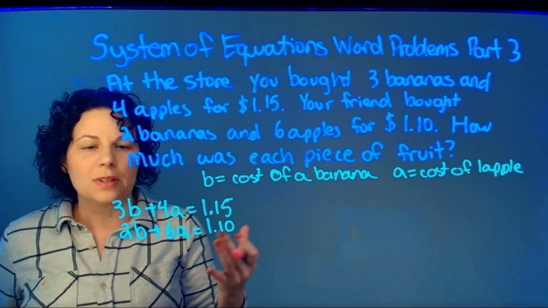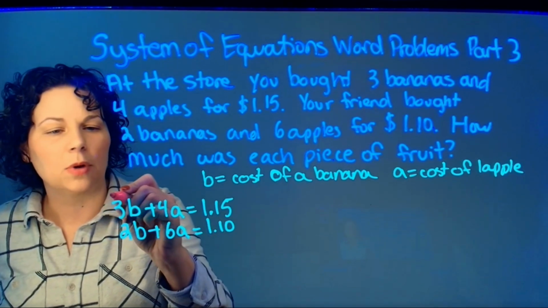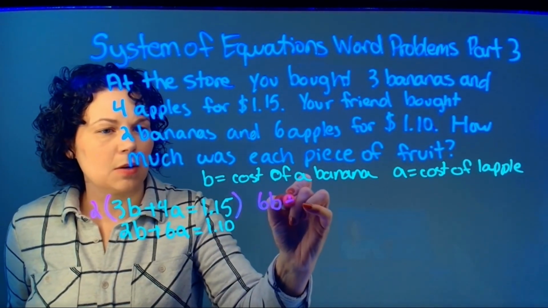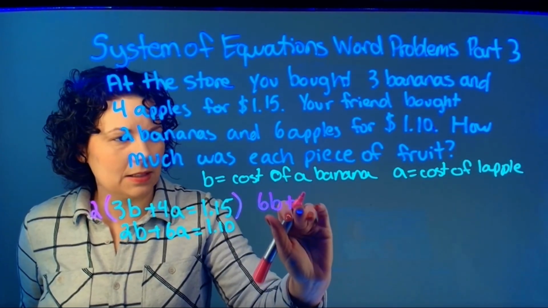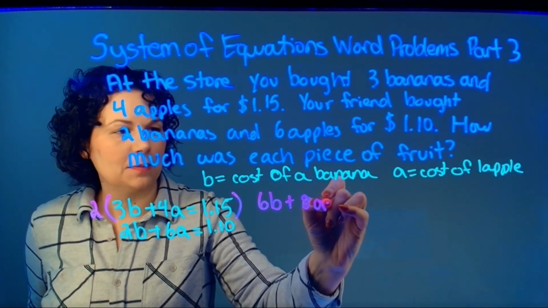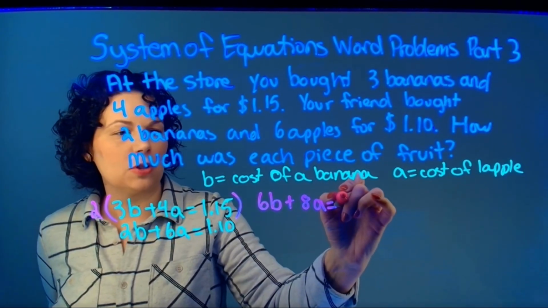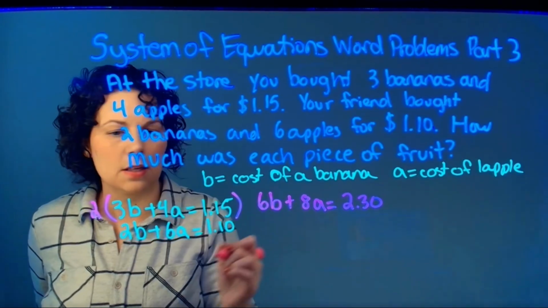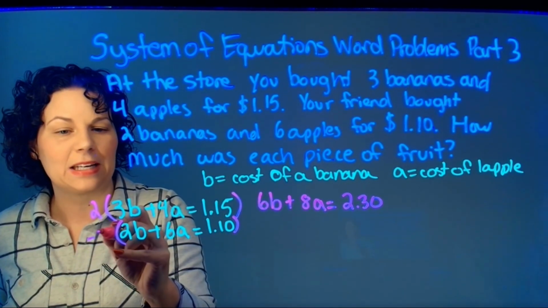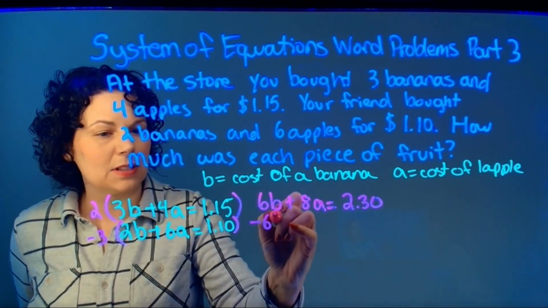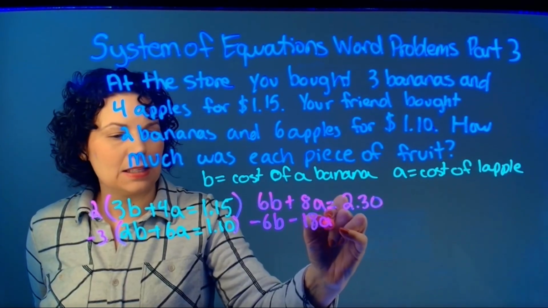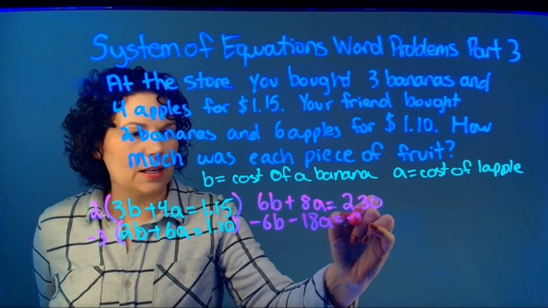Now I'm going to eliminate, let's do B, because I can multiply this one by 2, and that gives me 6B plus 8A. Talking and writing can sometimes be tricky. And then $1.15 times 2 is $2.30. And then I multiply the second equation by negative 3. That'll give me a negative 6B minus 6 times 3 is 18, 18A equals negative $3.30.